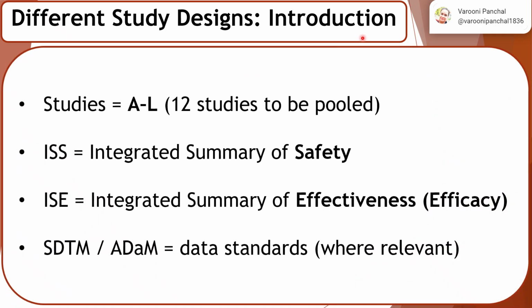Different study designs. Introduction. Say for example, I have 12 studies to be pulled into one ISS and ISE study, right? So ISS is nothing but integrated summary of safety, and ISE is integrated summary of effectiveness, efficacy, with SDTM and ADaM standards wherever relevant. Now integrated is nothing but combination of something. Now here something is nothing but the 12 studies combining into one study.